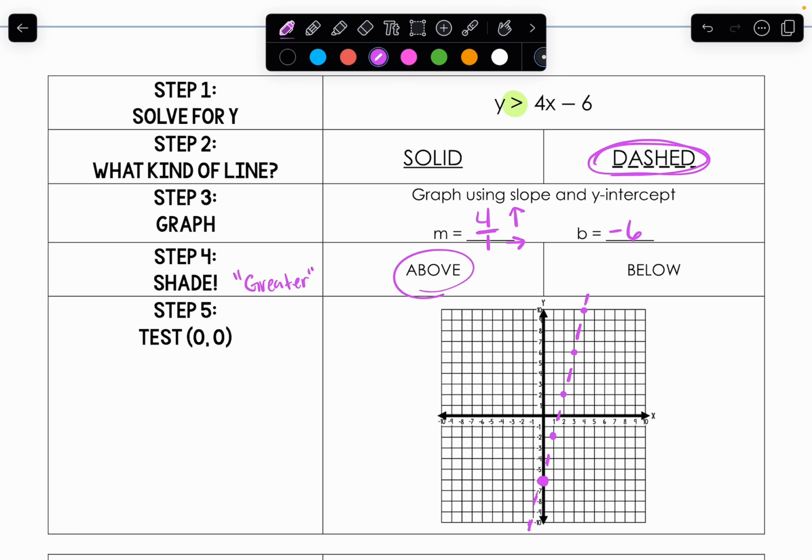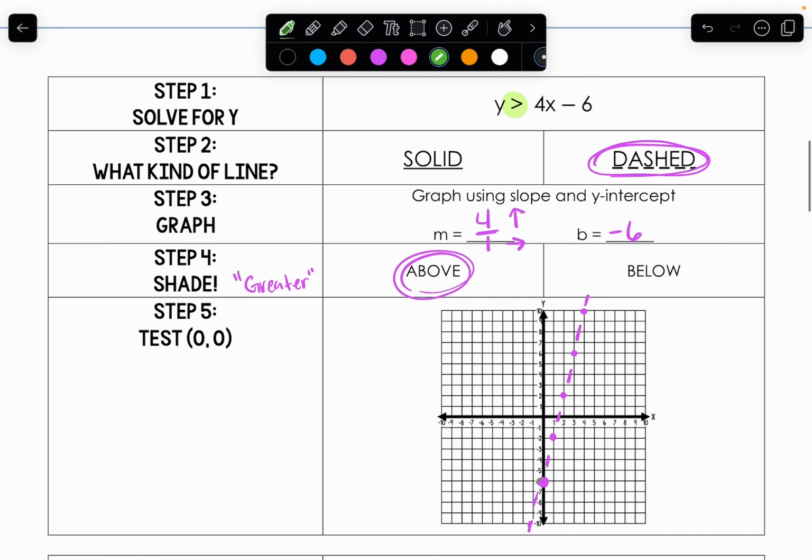So because it is greater than, we're going to shade above. Use your y-intercept as a guide. Find the y-intercept. The y-intercept is -6. Numbers that are greater than the -6 are going to be your positive numbers. So we would end up shading this side of the line.